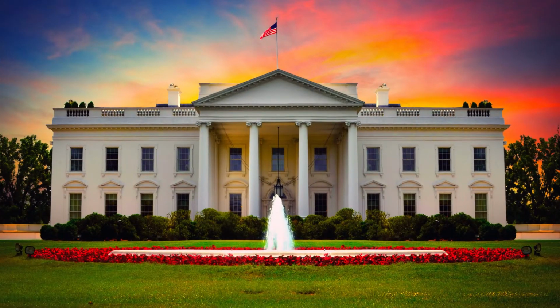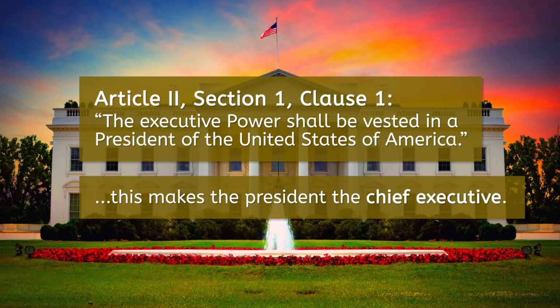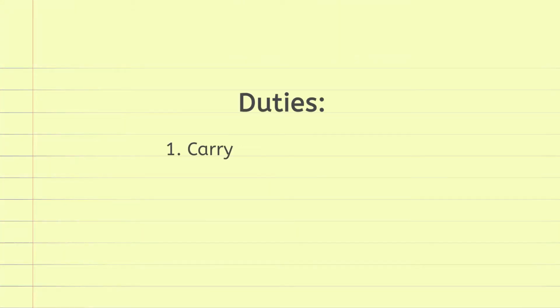Well, let's start with the roles created specifically by the president's constitutional powers. According to the Constitution's Article 2, Section 1, Clause 1, the executive power shall be vested in a president of the United States of America. This clause makes the president the chief executive, or highest executive in the land. That's you now, Chief. Your main duty? To carry out federal law and uphold the Constitution.